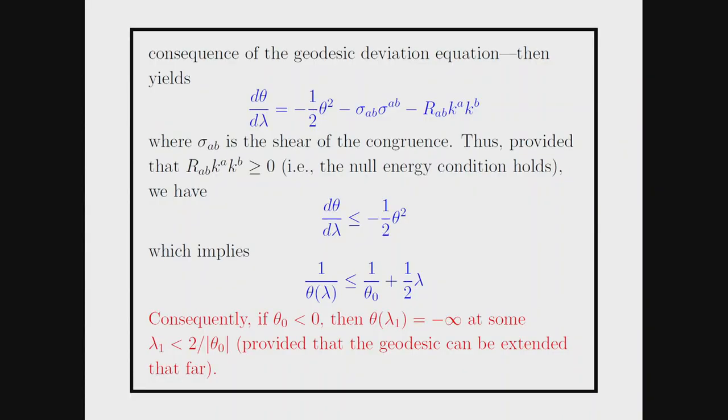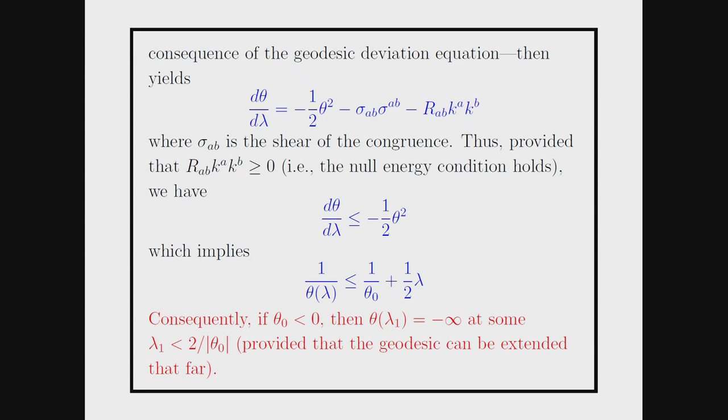With a minus sign here, we get an inequality immediately from this. This also has a definite sign, but I want to keep that term. We get this remarkably simple inequality, which you can also write as the lambda derivative of 1 over theta is less than or equal to 1 or 1 half or whatever the right algebraic expression is. I guess it'll be a half. So you can integrate that inequality and get this result.